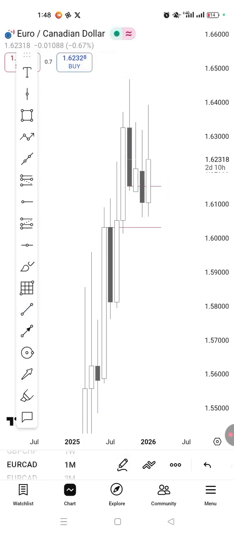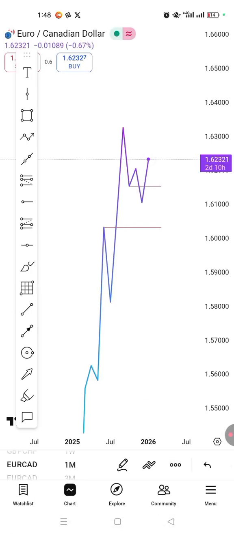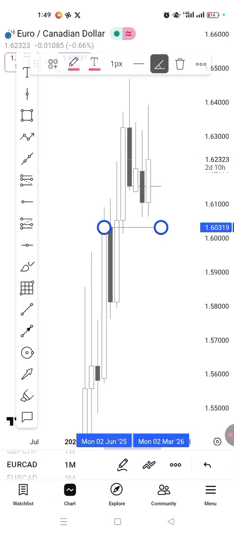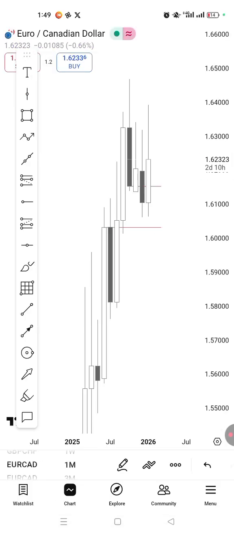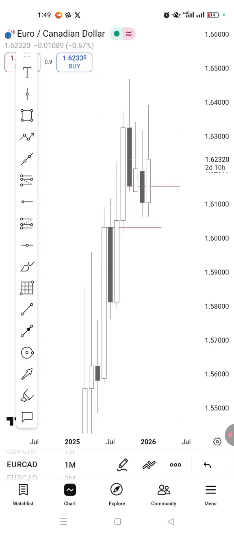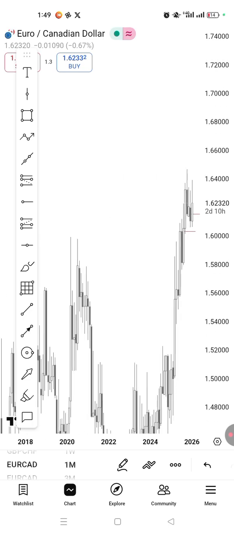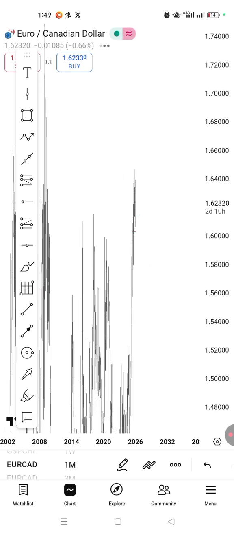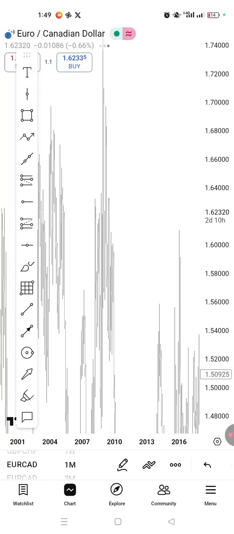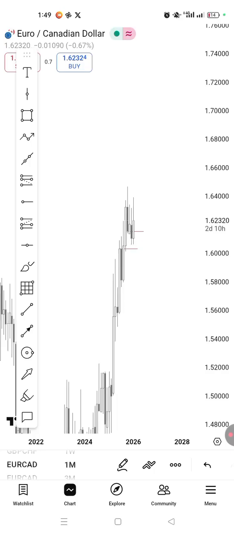Let's switch to line chart. Let's see if we have a breakout here to the downside. Yes. Now, why am I dealing with this one and not this one? Because I understand that this one that is to the downside can be a retracement to continue the normal buy, because look, Eurocard has been buying. So we are bullish on Eurocard. We've been buying for months, or let me say for years, not even months.